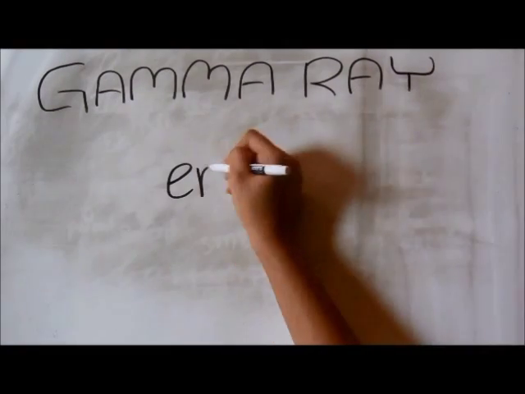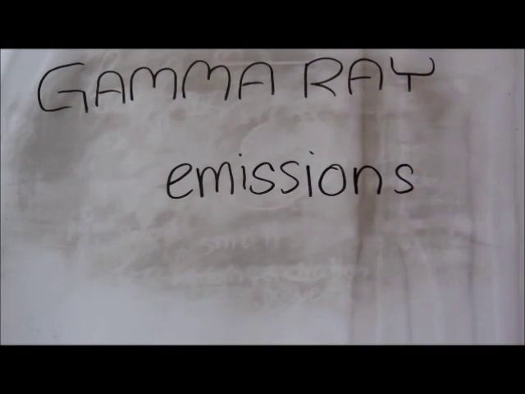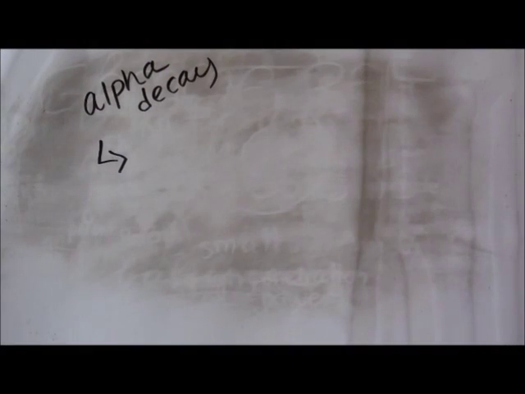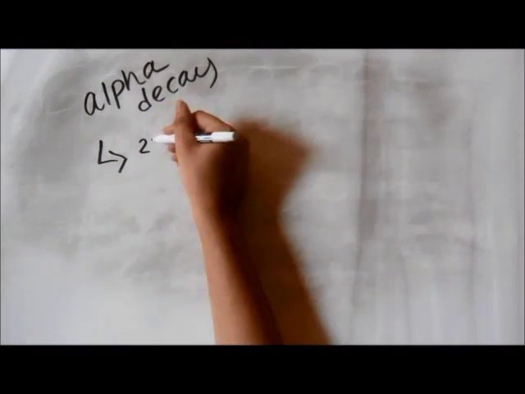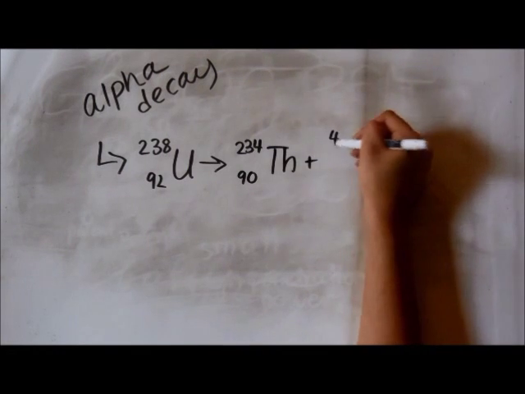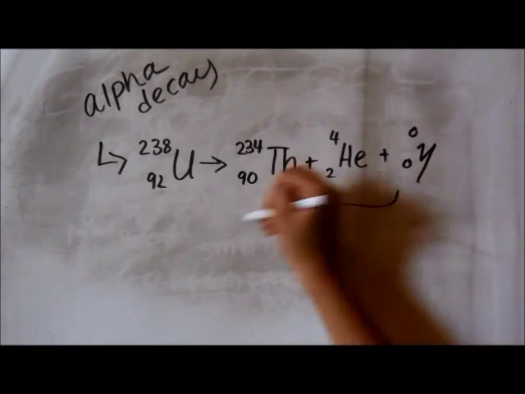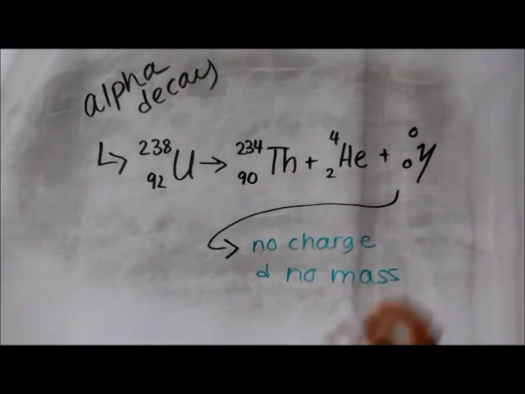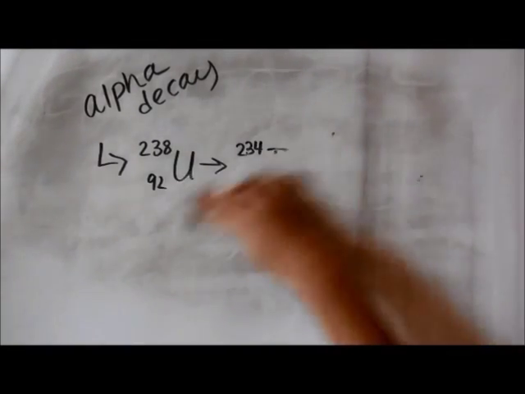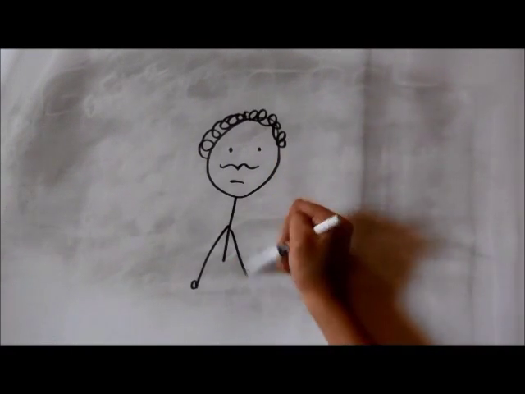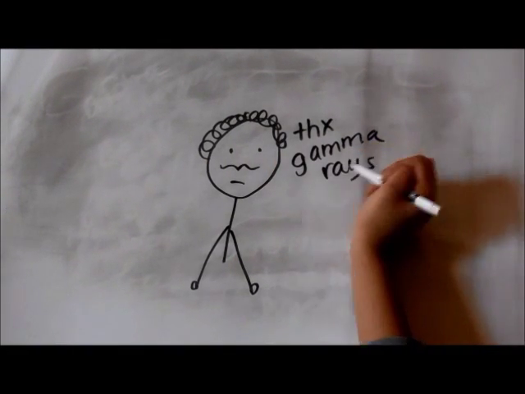Gamma ray emissions. Gamma radiation is a form of electromagnetic radiation. Gamma rays are high-energy photons. They don't have any charge or any mass when they're emitted, so it doesn't change the mass number or atomic number of the element. Gamma rays are usually emitted alongside another type of radiation, like alpha decay. These rays have extremely high penetration power. They can be used to kill cancer cells, used for X-rays, and nuclear medicine, which is why Fred now knows he has appendicitis.